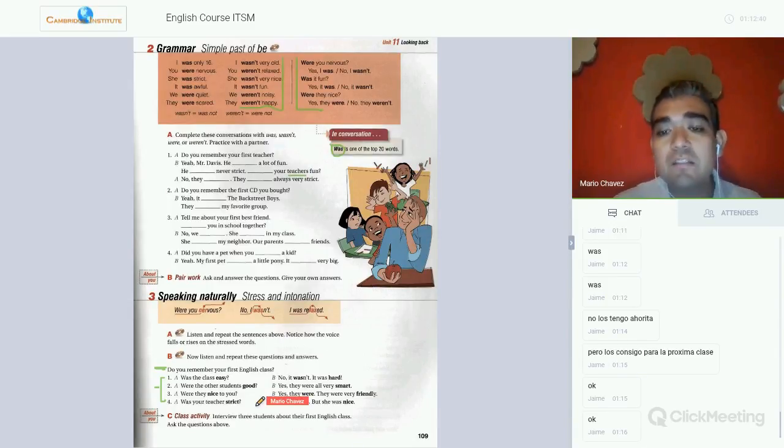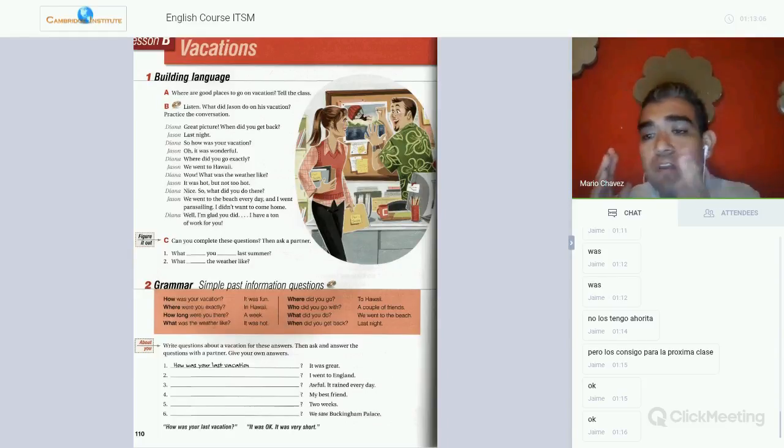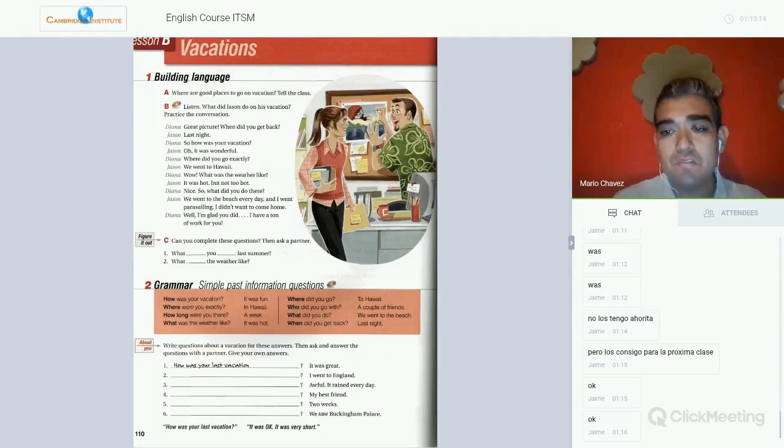Okay, very good. Next part. Lesson B. On lesson B we have vacation. Building language. Where are good places to go on vacation? Tell the class. For example, in your case, Jaime, where are good places to go on vacation?